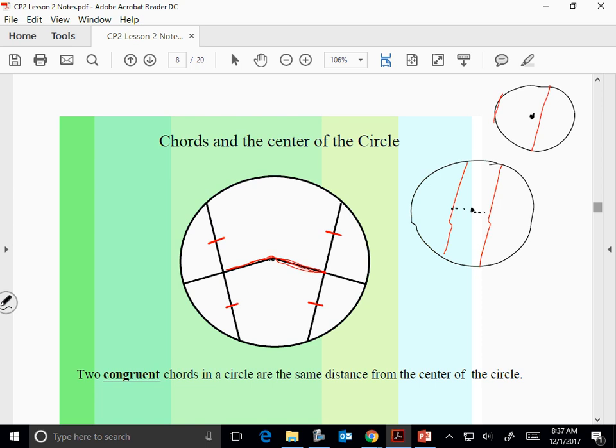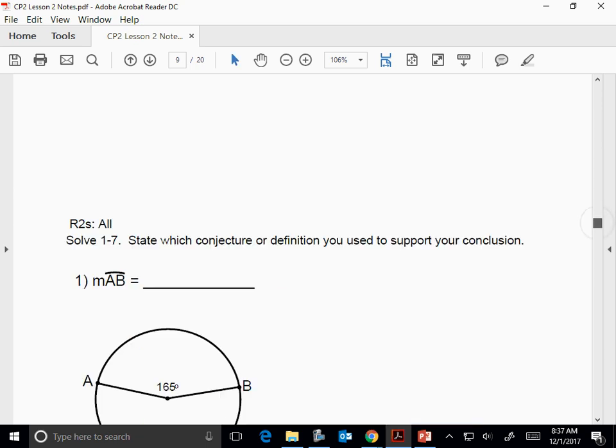The really long chord, right? So the longer the chord, the closer to the center it becomes. If two chords are the same length, then of course they'd be equidistant from the center. All right, let's see what else we got here.